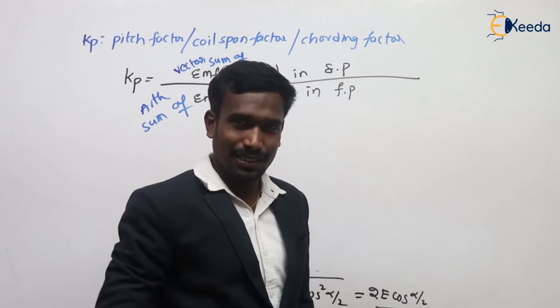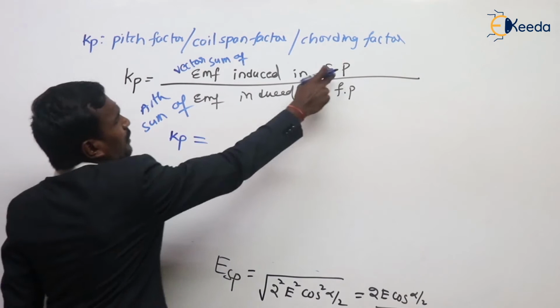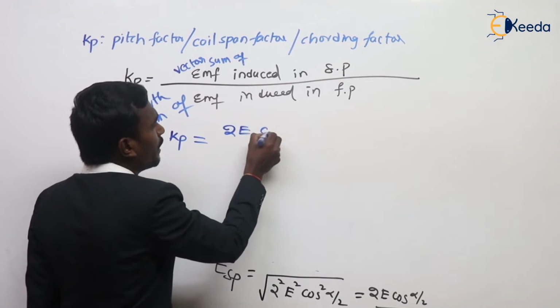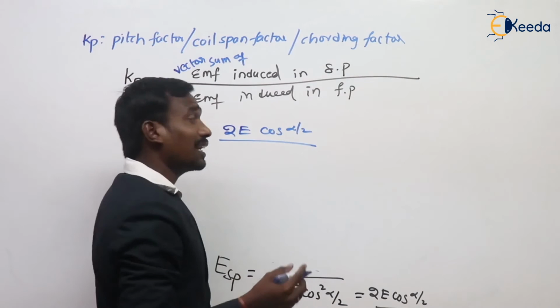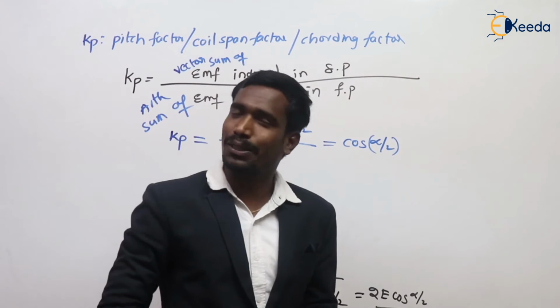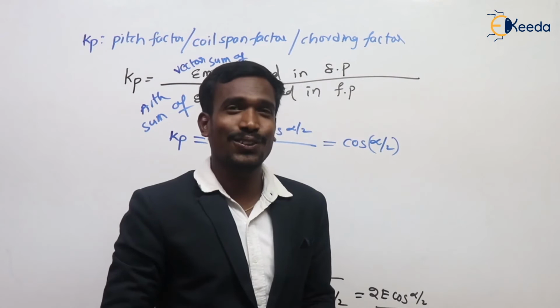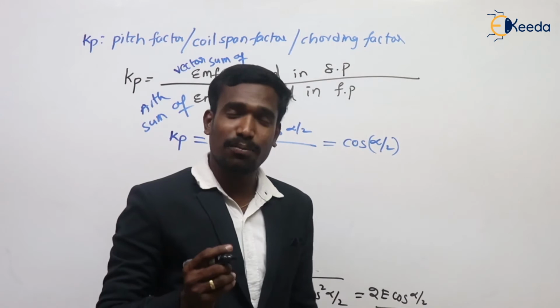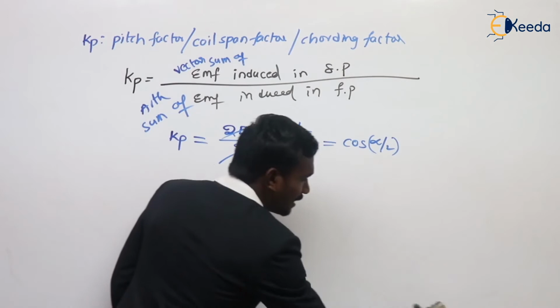So tell me what is the KP formula now? The EMF induced in short pitch winding is 2E cos alpha by 2. And the EMF induced in full pitch winding, that is the arithmetic sum, 2E. 2E cancels. So KP is equal to cos alpha by 2. A well-known formula in our synchronous machine. So this is completed. Now the main concept starts.